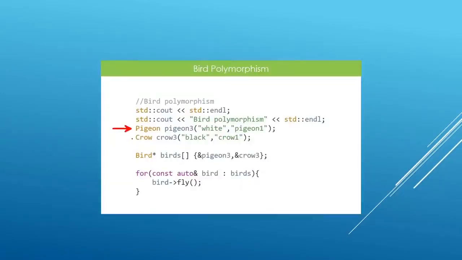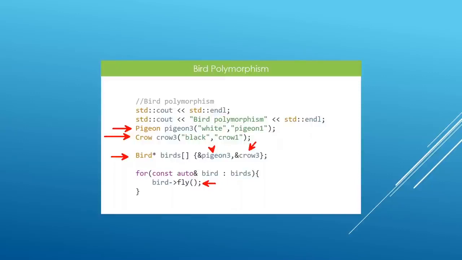One is a pigeon, the other is a crow, and we're going to do bird polymorphism here. What that means is that we will use a bird pointer to manage all kinds of crazy birds in our C++ program. For example, we can use that to manage a pigeon, we can use that to manage a crow, and if we loop through our birds and call the fly method, the most specific fly method is going to be called.